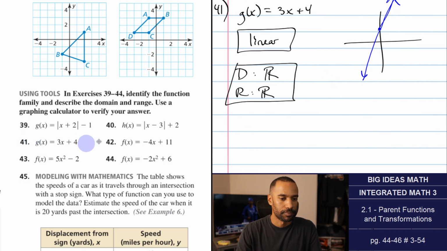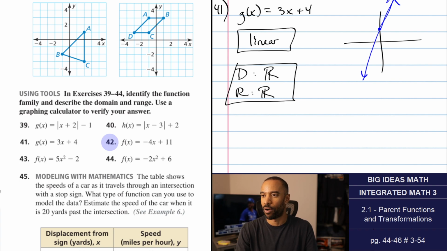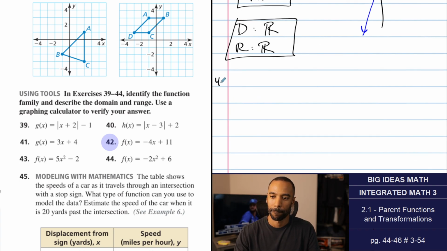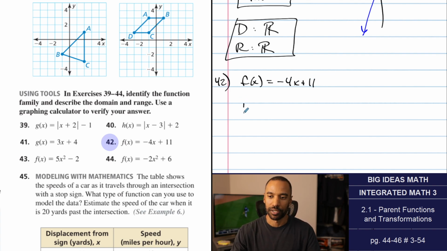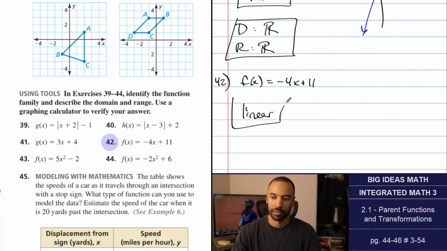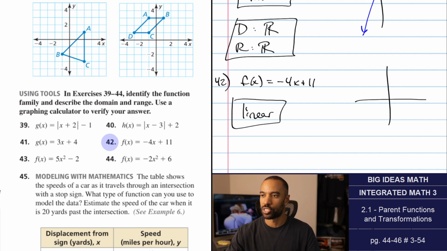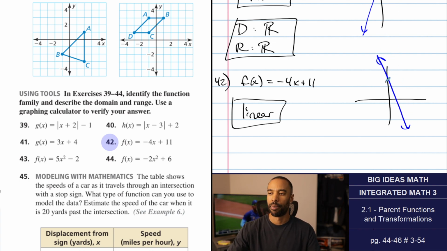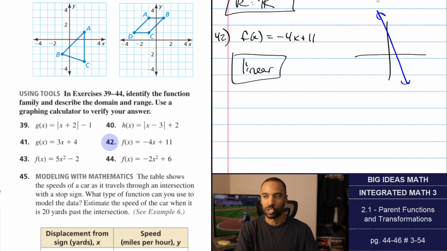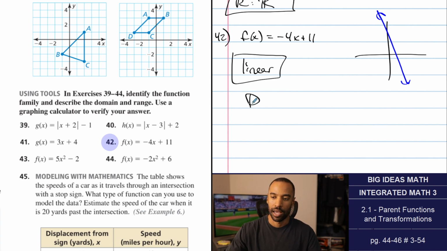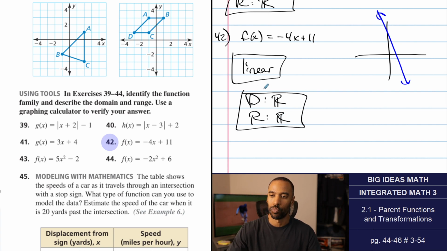Number 42. F of x equals -4x plus 11. Once again, a linear function in the linear family. And not much to state on this one. The plus 11 is okay right here. And it's a negative slope, sure. But still all real numbers, domain and range, right? It's very sharp there, but it goes forever left to right, goes forever up, down, all real numbers. We are set on number 42.